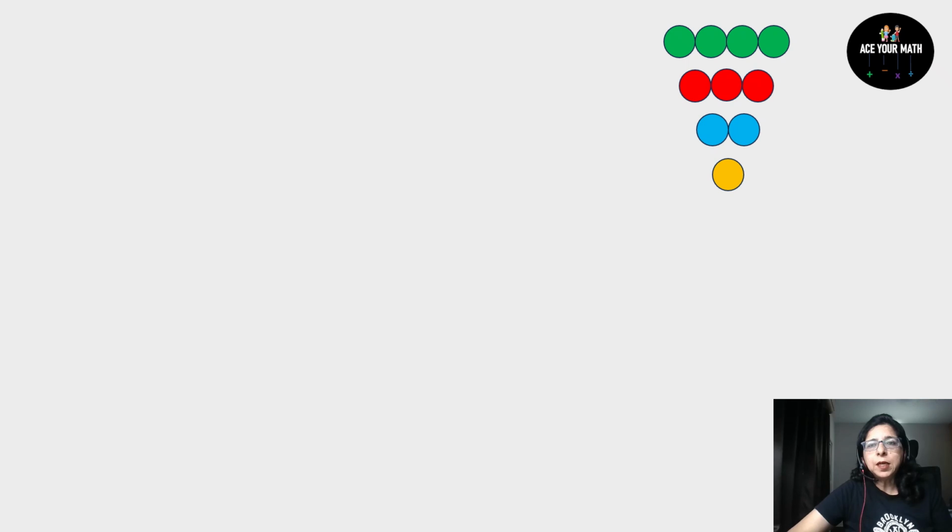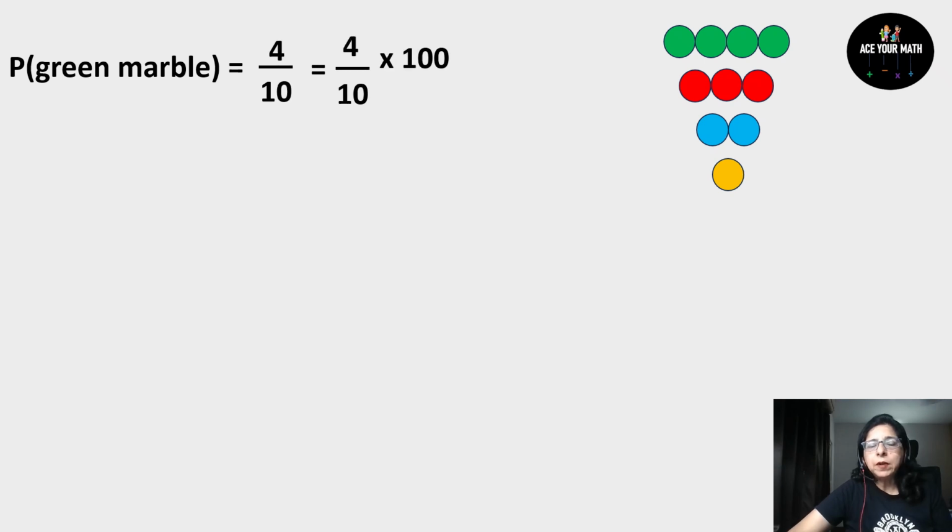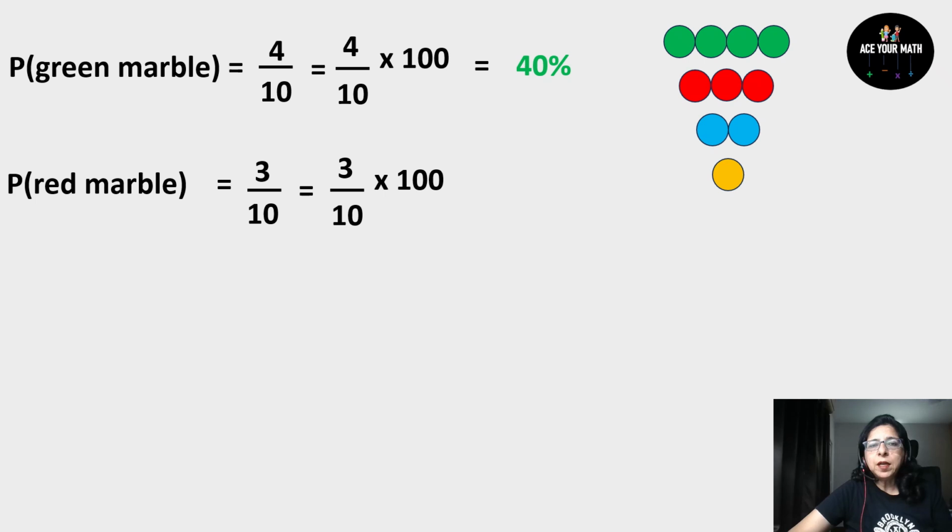Now we'll see the probability of a green marble. If you try to draw a green marble, then what is the probability? Since green marbles are 4, it is 4 over 10. And when you find it in percentage, percentage means you multiply it by 100, so you will get 40%. Now see the probability of a red marble. It is 3 over 10 because there are 3 red marbles and 10 is the total number of marbles. And when you find it in percentage, it will give you 30%.